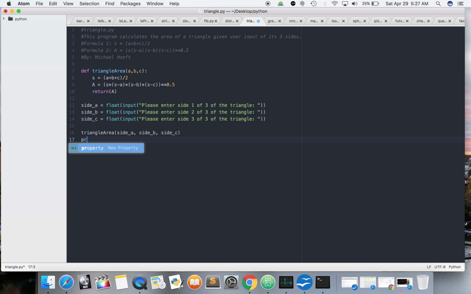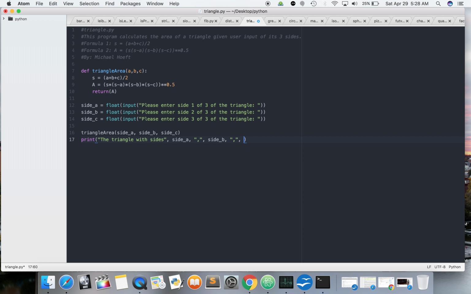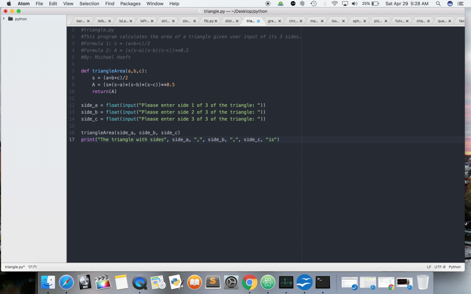So then we're going to do print the triangle with sides, so side A, and then comma, side B, and then comma, side C is, and then we can actually put this whole thing inside here. So we can actually put the function call inside that string.